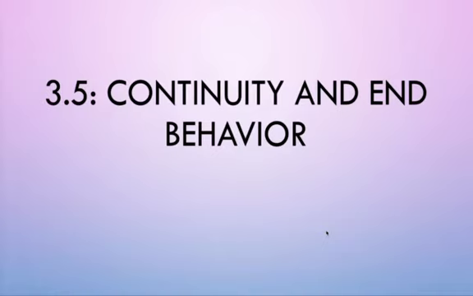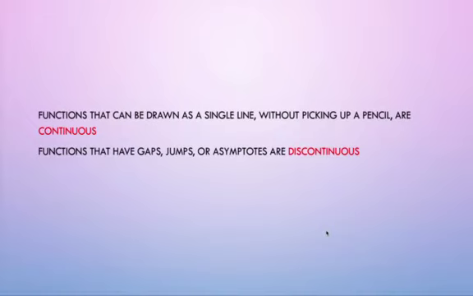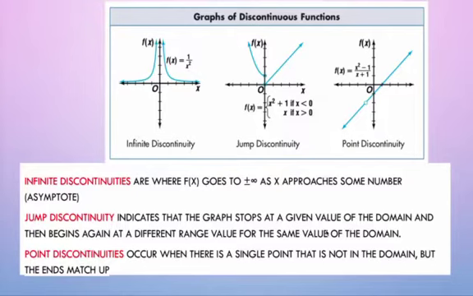Section 3.5, Continuity and End Behavior. Functions that can be drawn as a single line without picking up a pencil are continuous. Functions that have gaps, jumps, or asymptotes are discontinuous. There are three types of discontinuities.